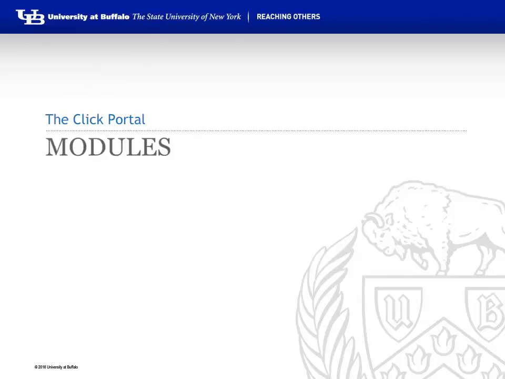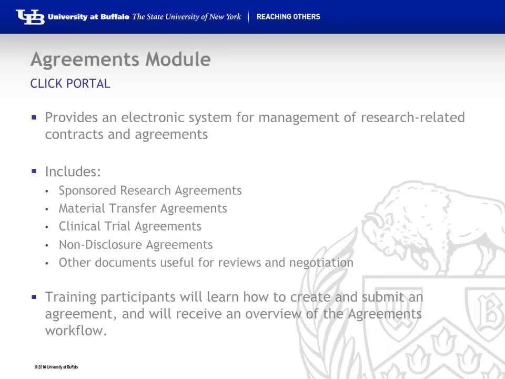There are 5 separate modules within the Click Portal. These modules support a study from project development through the approval process. The Agreements module provides an electronic system for management of research-related contracts and agreements. It includes sponsored research agreements, material transfer agreements, clinical trial agreements, non-disclosure agreements, and other documents useful for reviews and negotiation.